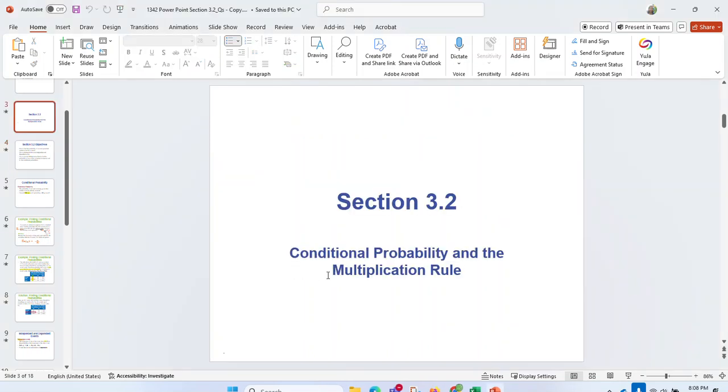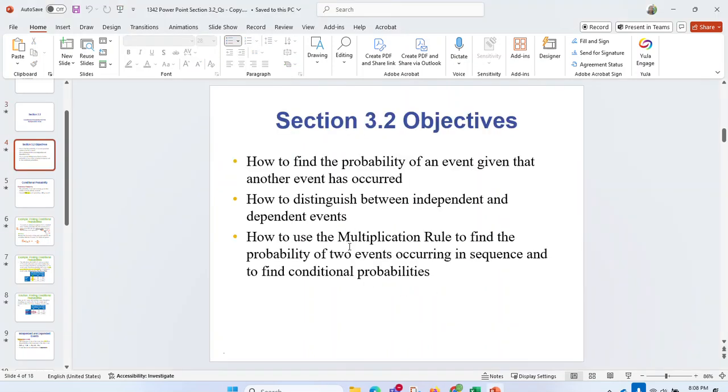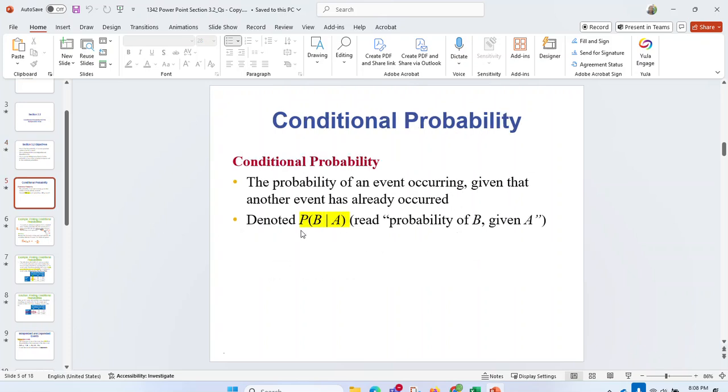Okay, so section 3.2 is the multiplication rule. We need to identify the dependent and the independent event and how to use the multiplication rule. Conditional probability here is P of B given A has already occurred. So that's a conditional probability.